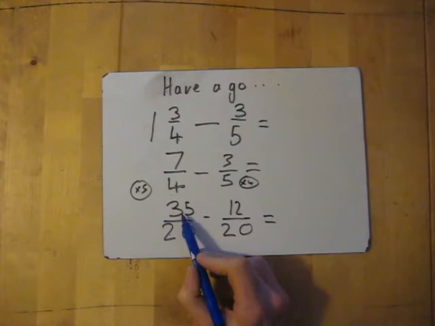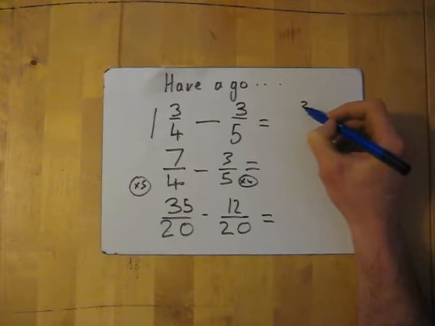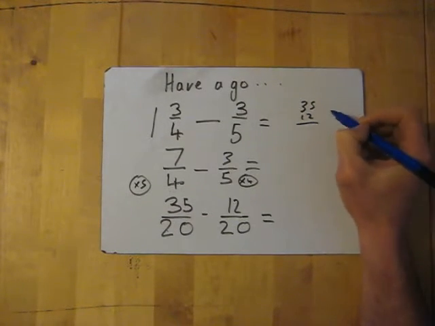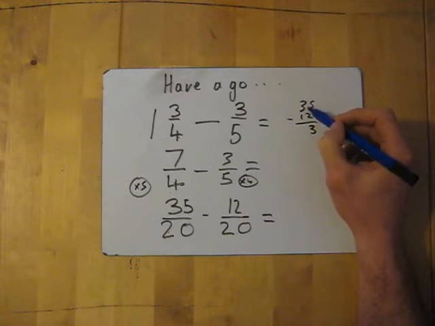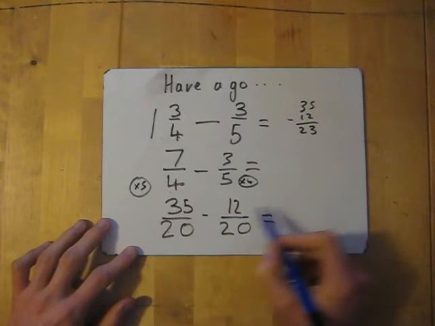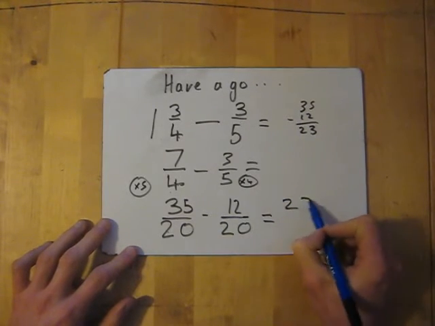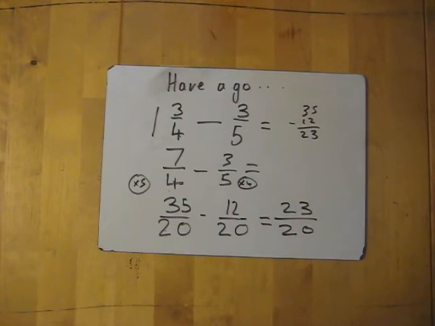Then I do 35, take away 12, which will give me, and I'm just going to do a quick column subtraction to make sure, and always do this in the test because it takes 2 seconds and it's definitely right. So 35, take away 12 gives me 23 over 20. Both numbers are the same. There you go.